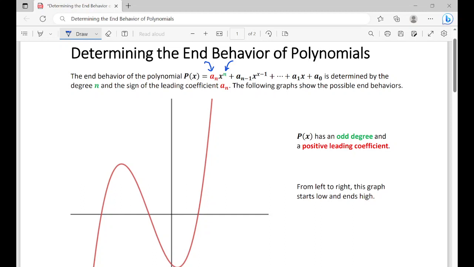So what I'm going to do is show you the 4 possible end behaviors of polynomial graphs. And it all comes from knowing what the leading coefficient is and knowing what the highest exponent power is.